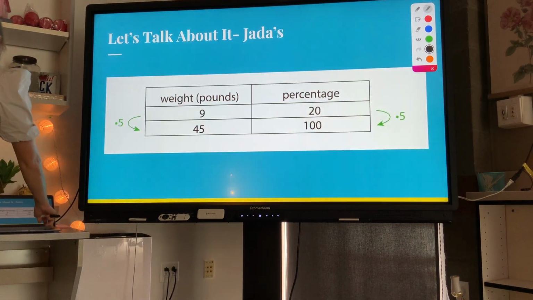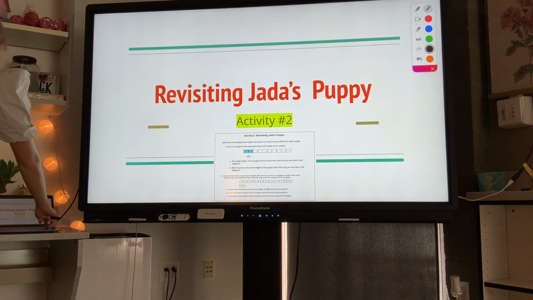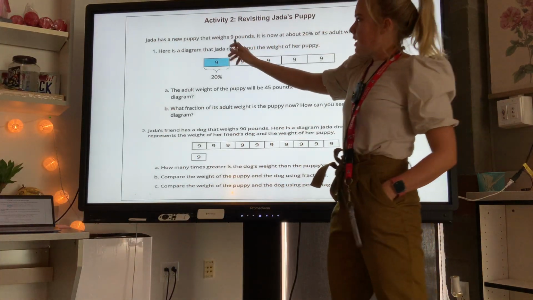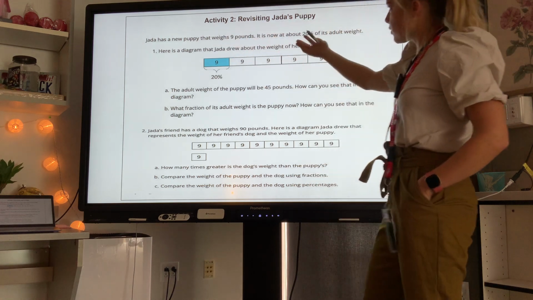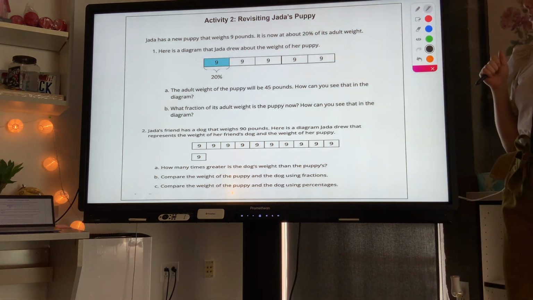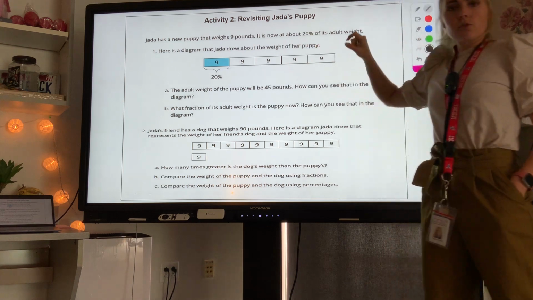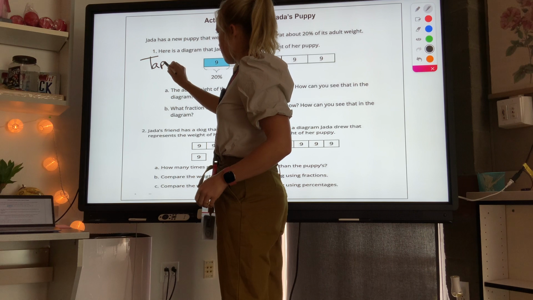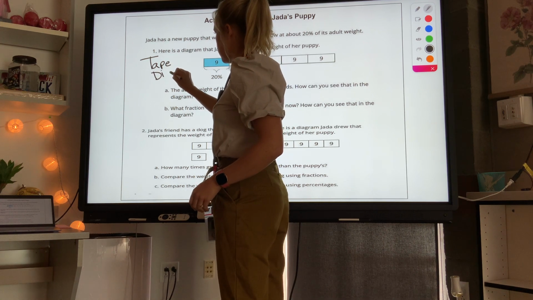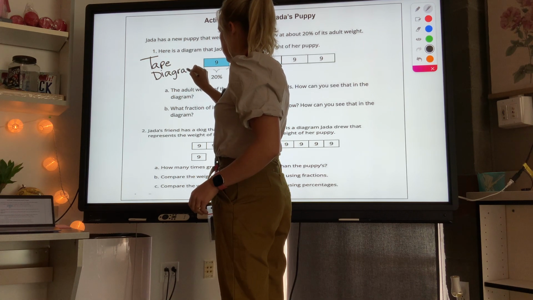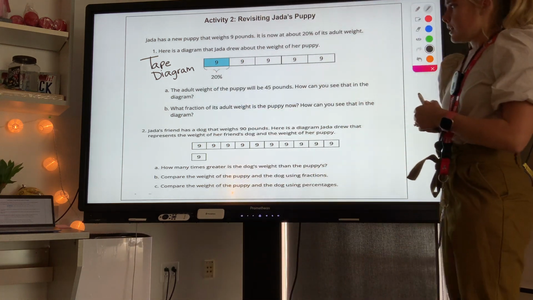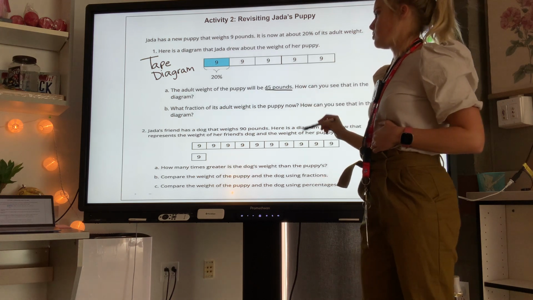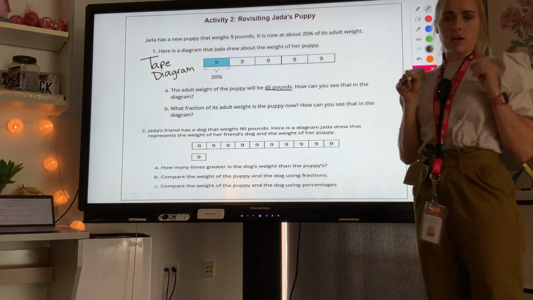So activity number two, revisiting Jada's puppies. Now we're going to do the same type of thing. Jada has a new puppy that weighs 9 pounds. We know this. It's about 20% of its adult weight. Here is a diagram. So this is called a tape diagram. I'm going to write this down. This is a tape diagram. So it's a way to show the same information we just saw. The adult weight of the puppy will be 45 pounds. How can you see that in this diagram?